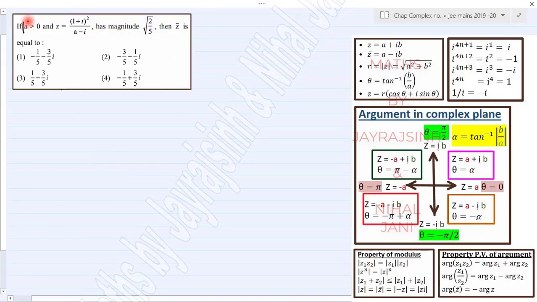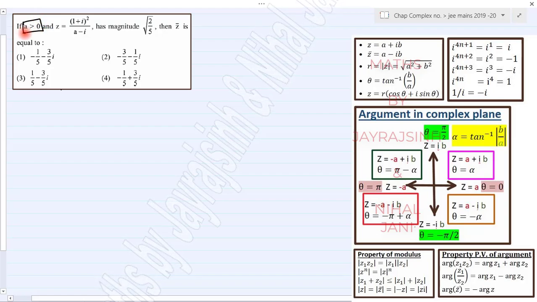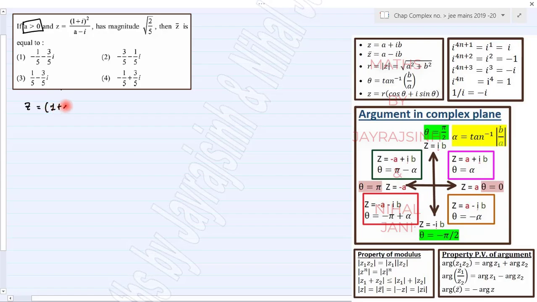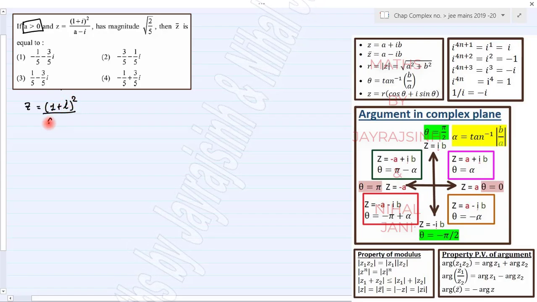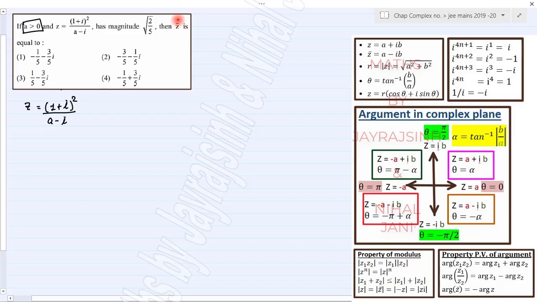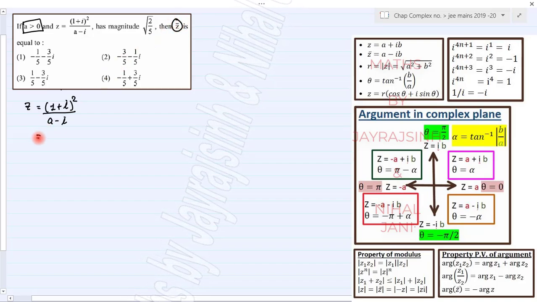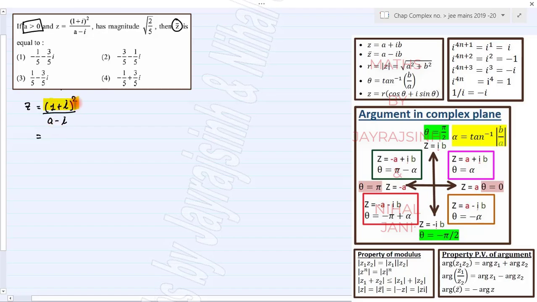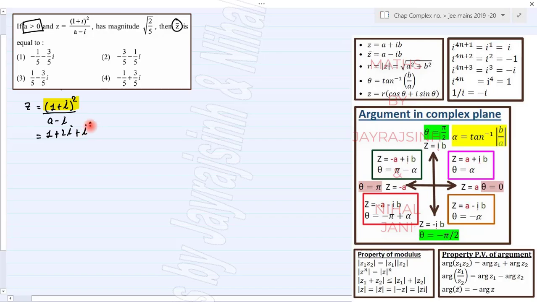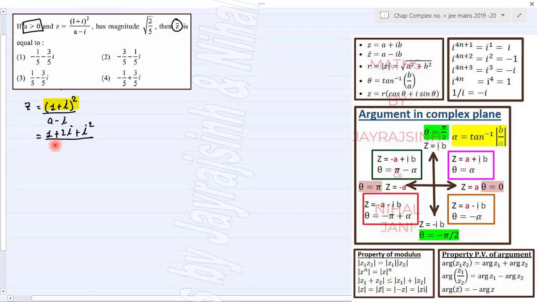In this question, it is given that a is a positive number and the complex number z is equal to (1 plus i) the whole square upon (a minus i). Then we have to find the conjugate of the complex number z. Now, first of all, let's simplify your z. Let's expand your numerator, which will be 1 plus 2i plus i square, and the denominator will be as it is.